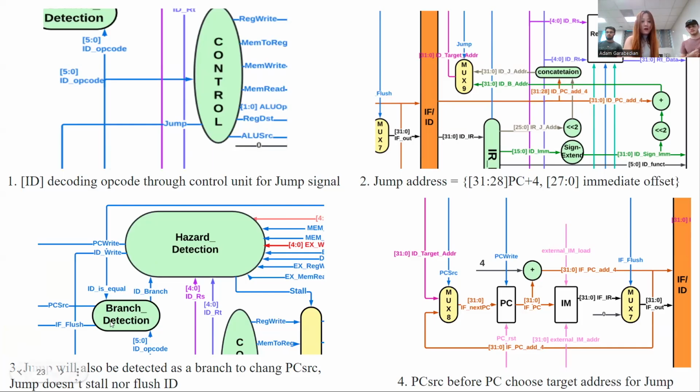And so in this part, the jump will not be detected as the branch. It will go straight to the fetching stage to choose the PC source, but not going to freeze the PC write or the pipeline register, because jump has nothing to do with other data. It always jumps to the immediate address. So we don't need to consider the hazard for jump. We already discussed how the branch and jump work. This is the last step.